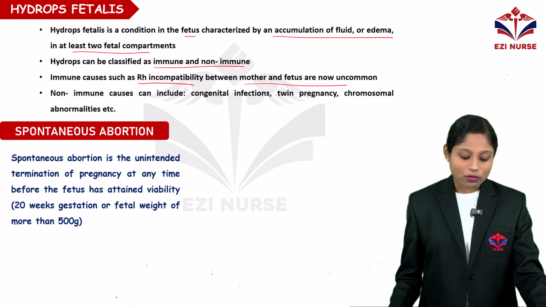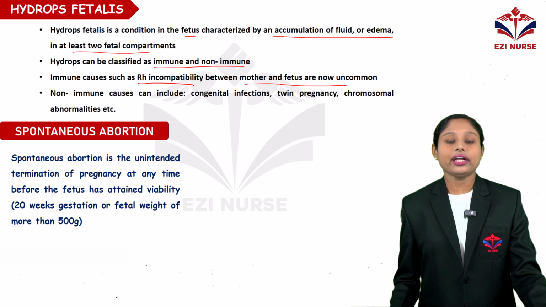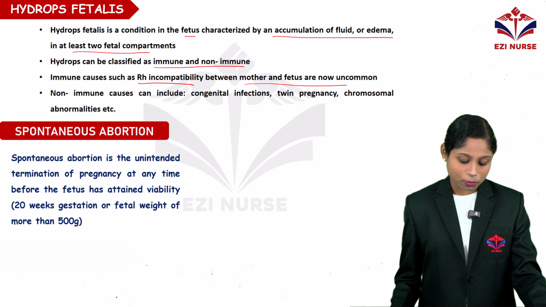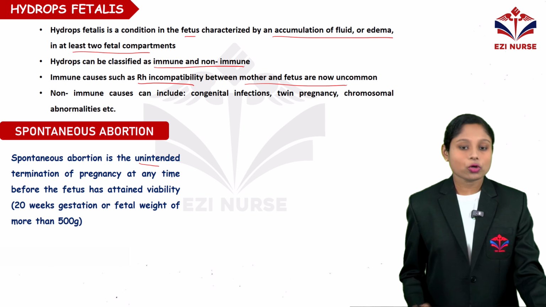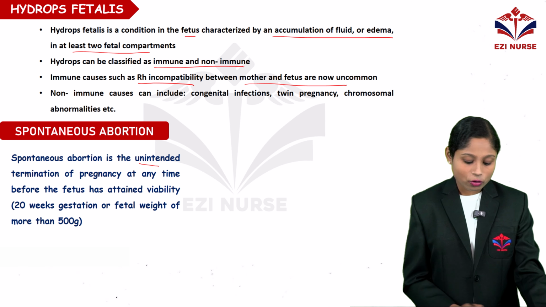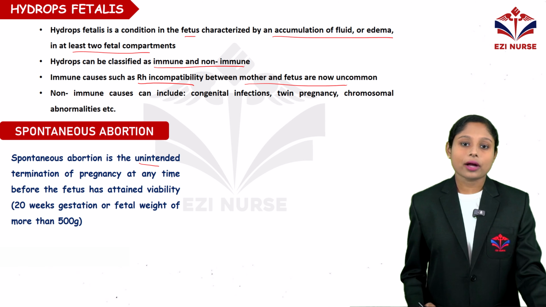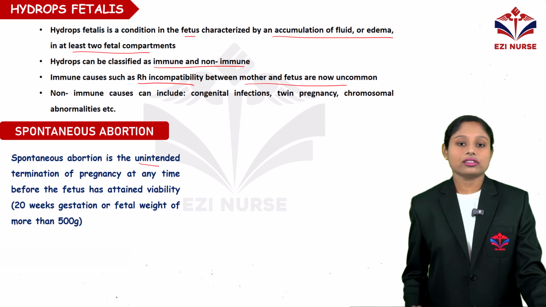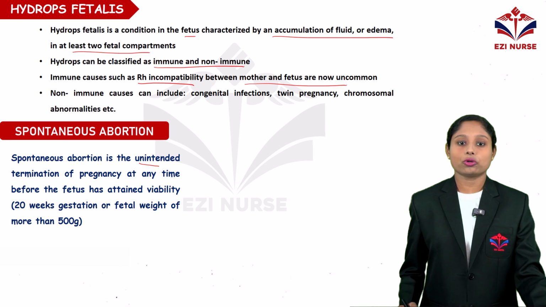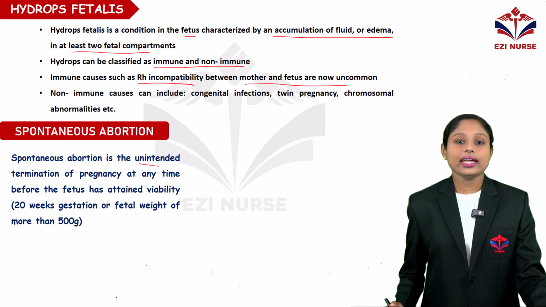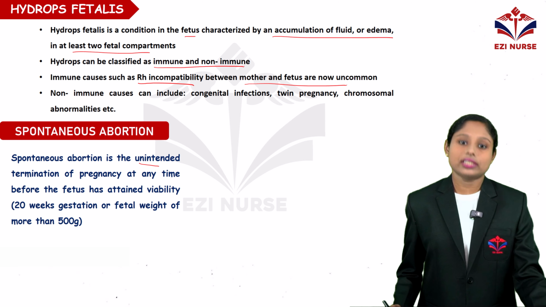Yes. Now we will move to another important question, spontaneous abortion. So, what is spontaneous abortion? It's the unintended termination of pregnancy at any time before the fetus has attained viability, meaning 20 weeks of gestation or fetal weight of more than 500 grams. So, the unintended termination of pregnancy before the period of viability is what is called spontaneous abortion. That's also a genetic condition. It's also related to genetics.